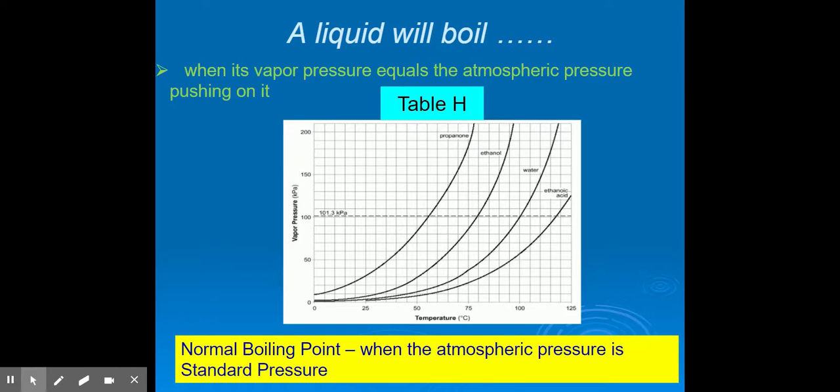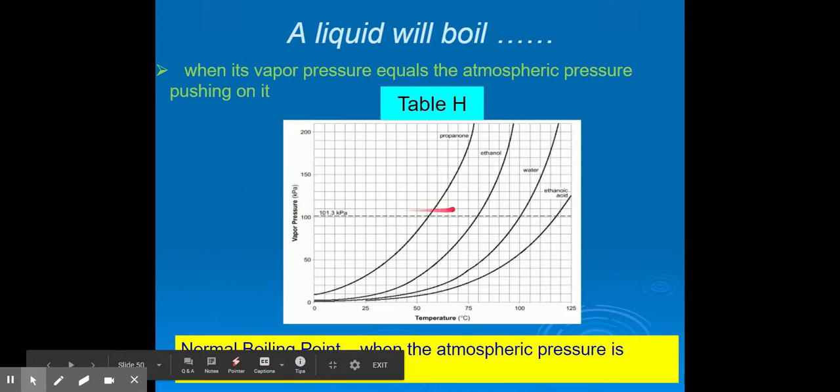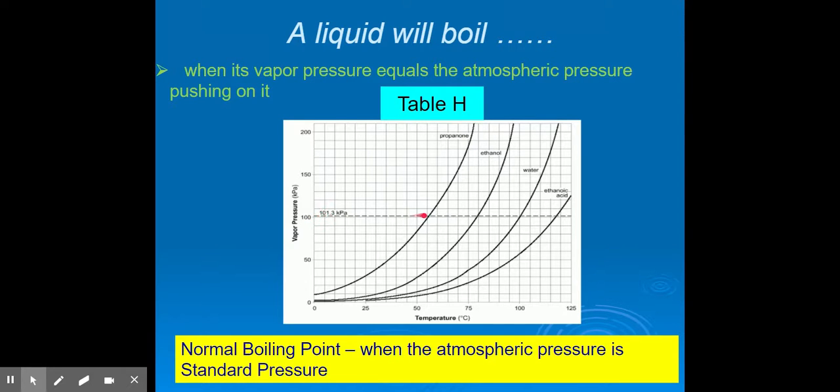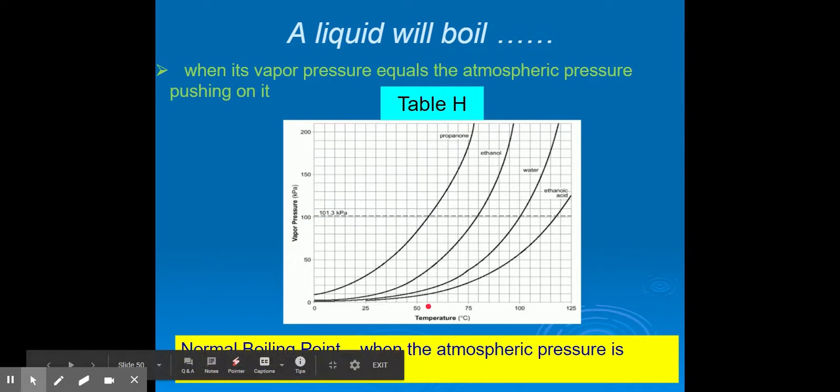If you ever read the back of cake mixes or brownie mixes, they will have alternate cooking directions for high elevations. We in Syracuse are not at high elevation, but there are places in the country and the world that are. So a liquid will boil when its vapor pressure equals the atmospheric pressure pushing on it. Acetone, which is nail polish remover, at standard pressure boils at about 55 degrees Celsius. Ethanol boils at about 80 degrees Celsius.